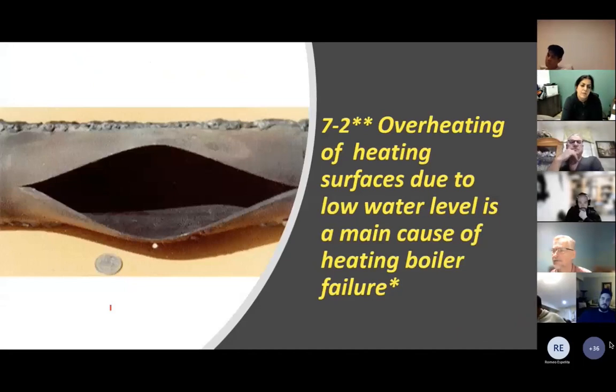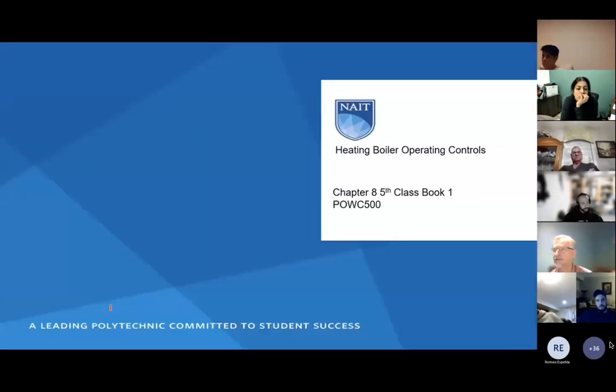Overheating of heating surfaces due to low water level is a main cause of heating boiler failure. And this can happen fire tube, this can happen water tube, this can happen steam boilers and hot water boilers. Any questions on chapter 7?